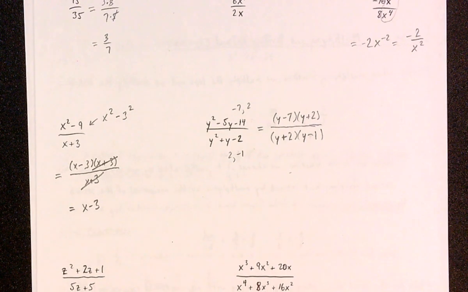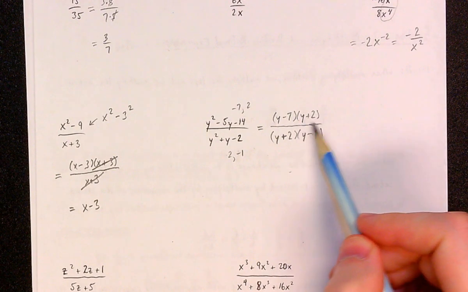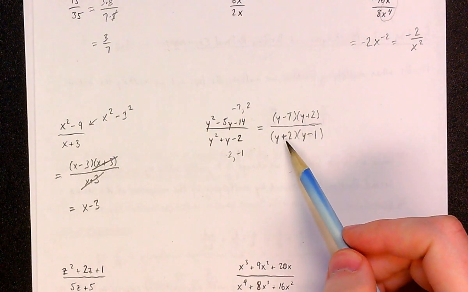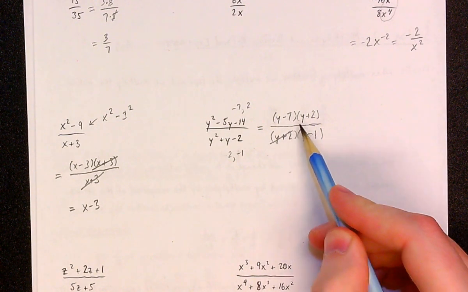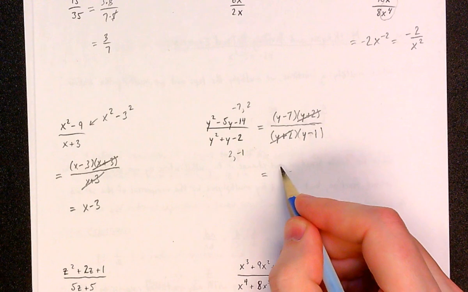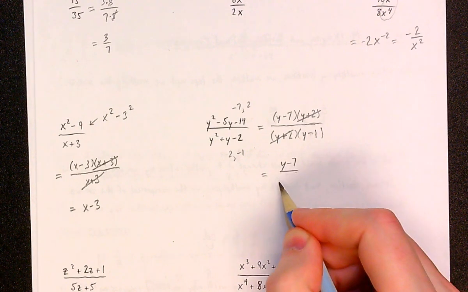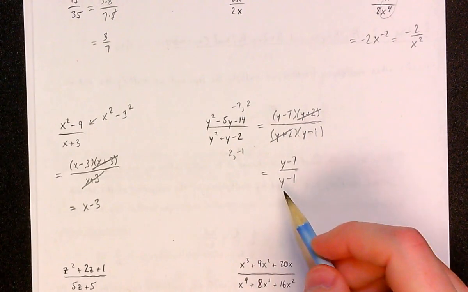So now that we have it right, we look and see, is there a factor that's happening on both the top and the bottom? Well, on the top we have a factor of y plus 2, and on the bottom we have a factor of y plus 2 as well. So we can divide and cancel out that common factor, and what are we left with? y minus 7 over y minus 1.